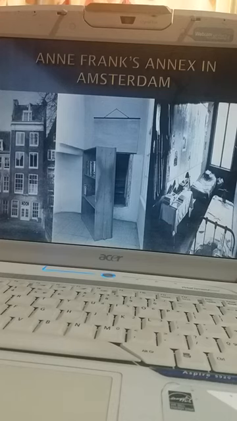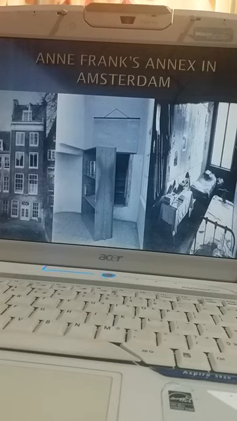For 2 years, from 1942 to 1944, they lived in the secret attic apartment. Anne's father's friends helped them with all the necessities of life, medicines and food and clothing and whatever they required. They were of great help.